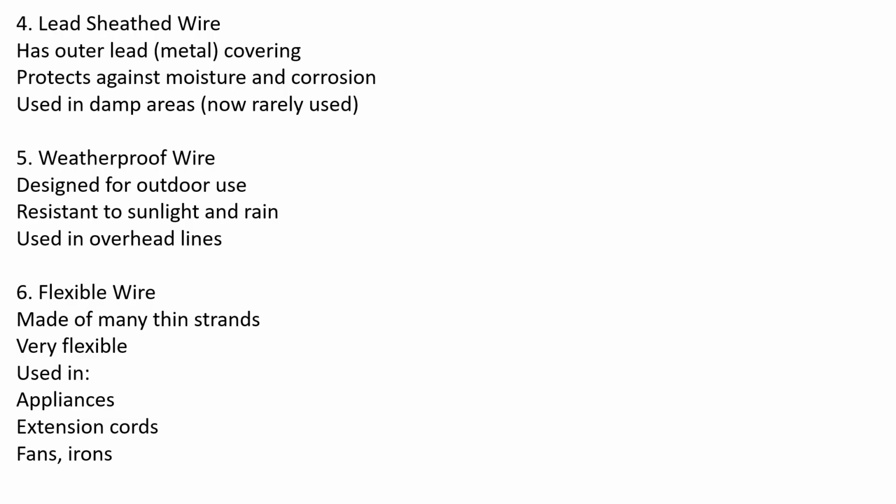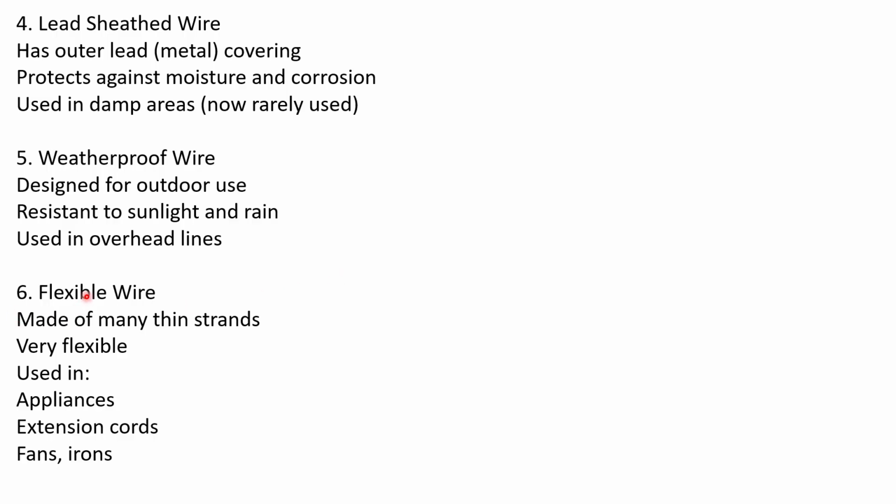Lead sheathed wiring is deployed in damp areas but now rarely used. It was being used previously as outer lead covering, protects against moisture and corrosion, and of course used in damp areas. Weatherproof cable designed for outdoor use, resistant to sunlight and rain, used in overhead lines.